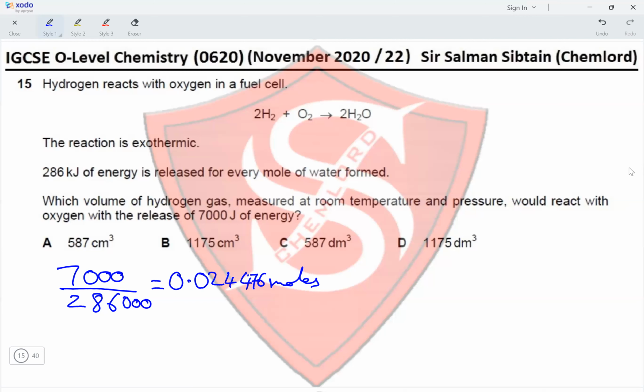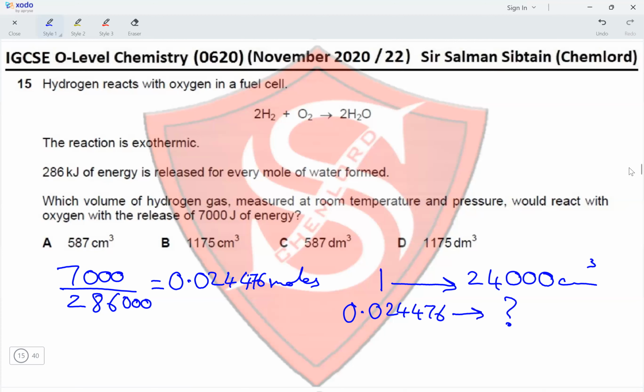Now, 1 mole of any gas at RTP occupies a volume of 24,000 centimeter cube, since the values are given in centimeter cube and dm cube. So the number of moles we have is 0.024476. So this would give us a volume of 0.024476 multiplied by 24,000, which would give us a volume of 587 centimeter cube. So this makes option A the correct option for this question.